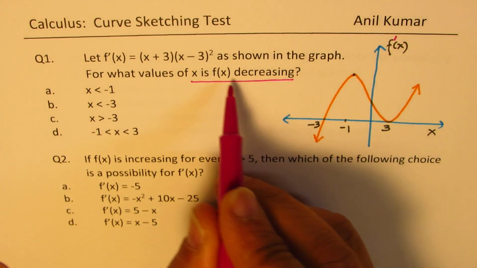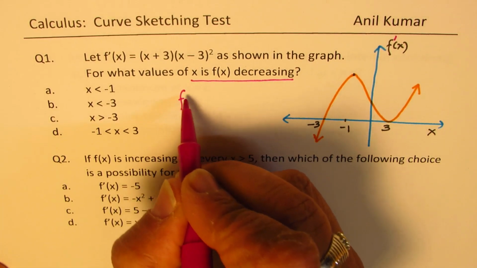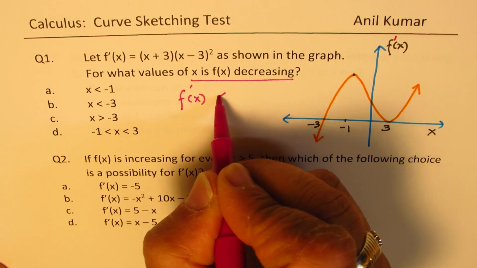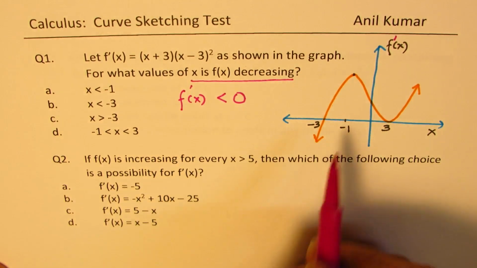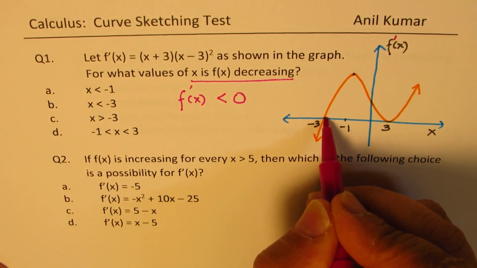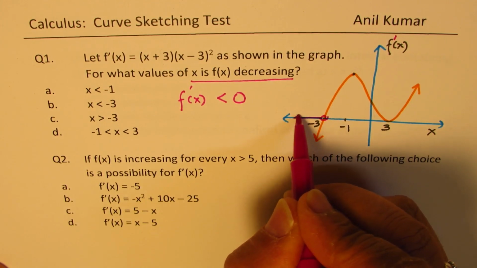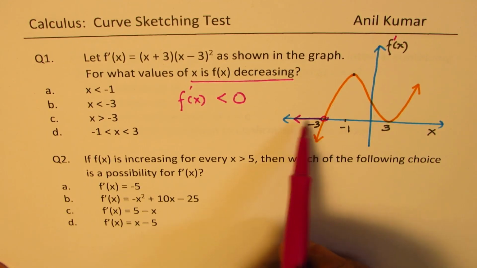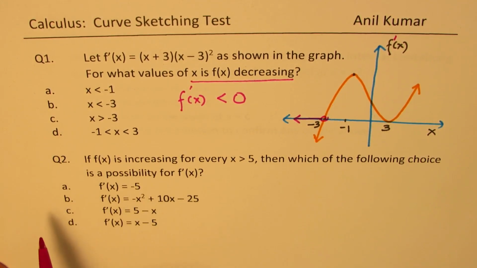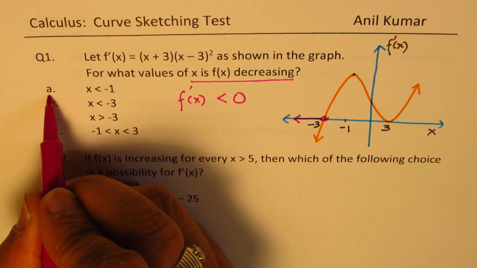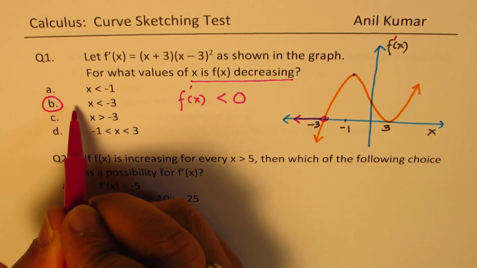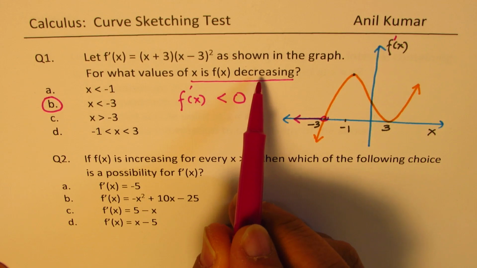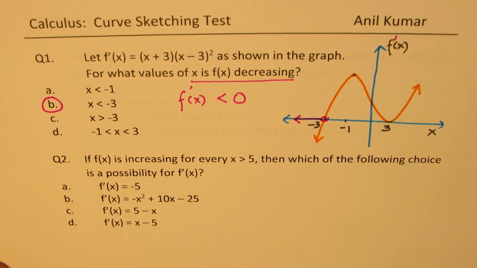Now when is the function decreasing? The function decreases when the derivative is negative, or less than 0. Now from this sketch you can see it is less than 0 on the left side of -3, right? This graph is not to scale. Since it is to the left side, that is the choice we are looking for. So for x less than -3, the function will be decreasing, right? So that is how you are going to answer this question.